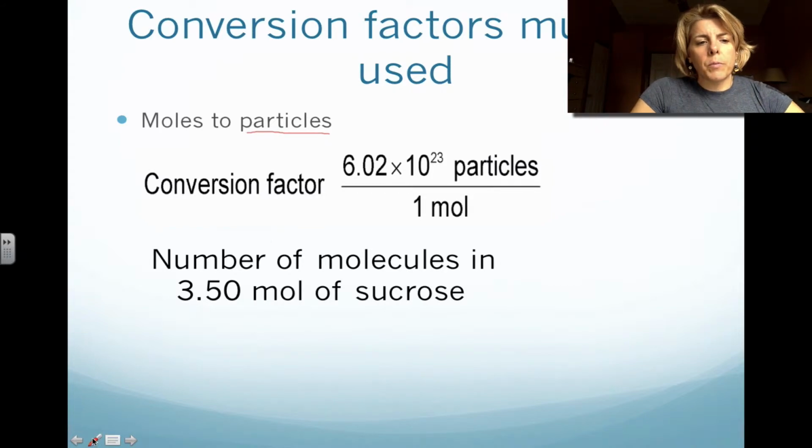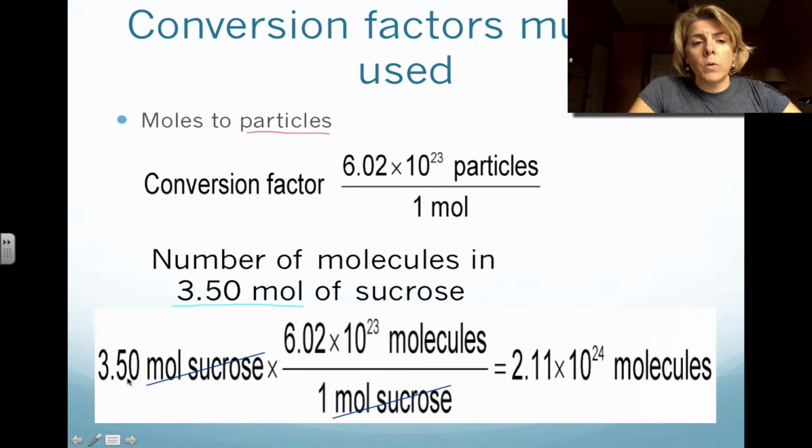Now, for instance here, we have a problem here. They want to know how many molecules are found in 3.5 moles of sucrose. Sucrose is table sugar, by the way. So we're going to use this conversion factor that I just showed you, and we're going to create a calculation that tells us the molecules in table sugar. So you take your starting number, which is 3.5, and then you just multiply it by a conversion factor. Notice that moles cancel out and you're left with molecules. So we're essentially quantifying matter with Avogadro's number.